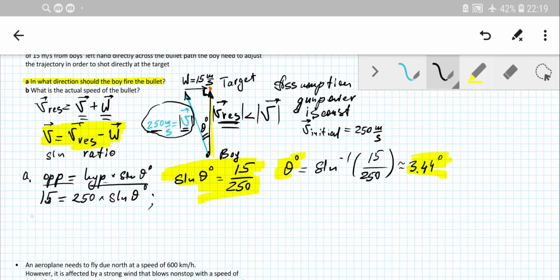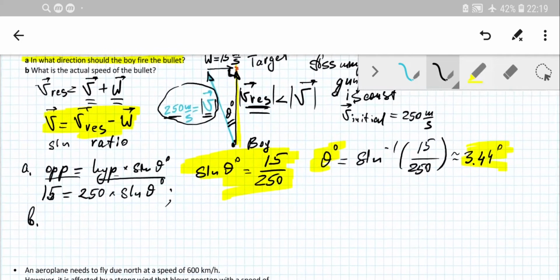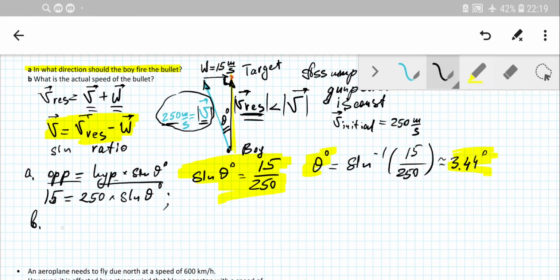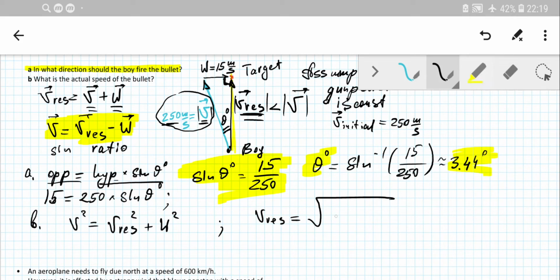That was A and now B. So for example, I would set up Pythagoras. So V squared is simply V resultant squared plus W squared, from where we can express V resultant, which is the square root of V squared minus W squared. So V resultant is going to be equal to the square root of V squared, in our case 250 squared, minus W, which is 15, squared.